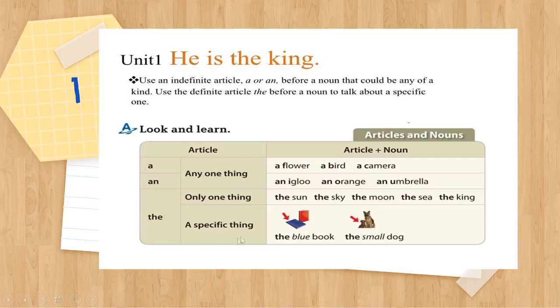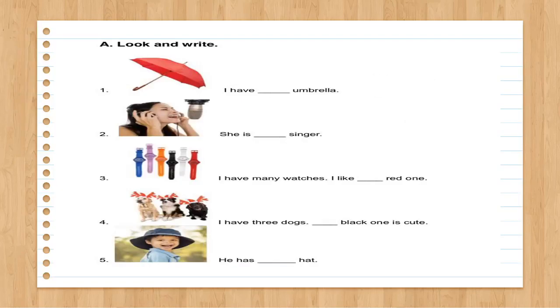So if you see a word that focuses on a specific one thing, you need to use the, right? Okay, now let's do an exercise with teacher. This one is related to our exercise; you need to look and write. Number 1, teacher has a picture of an umbrella, and then number 2, 3, 4, and 5. Let's complete this exercise related to our unit 1.